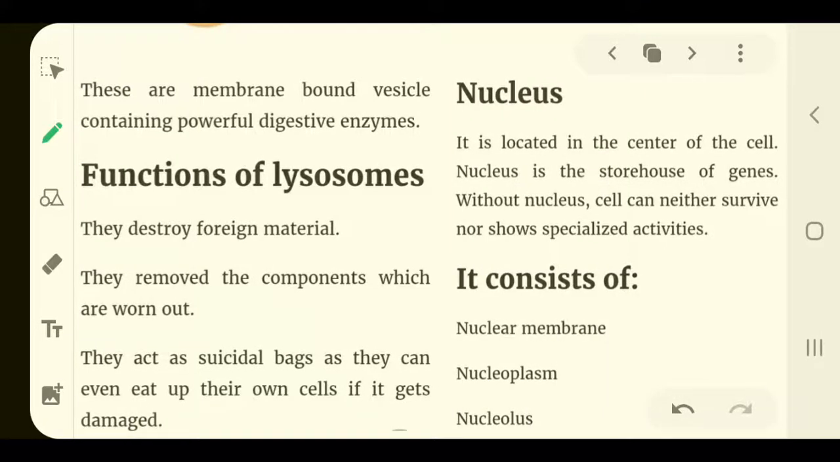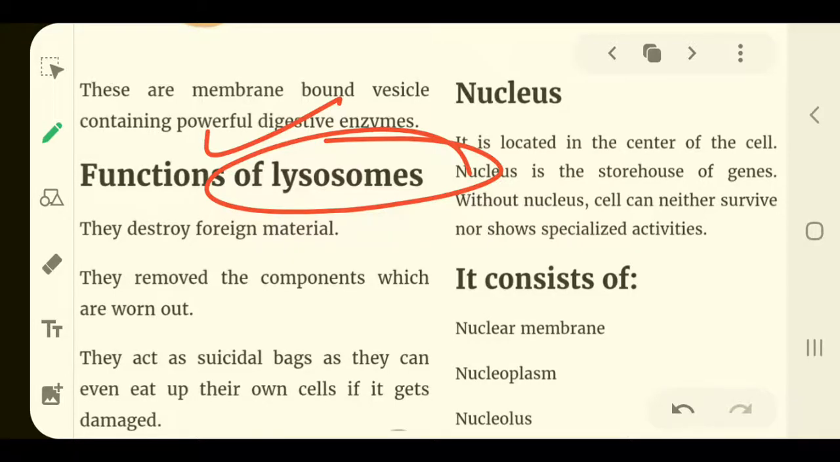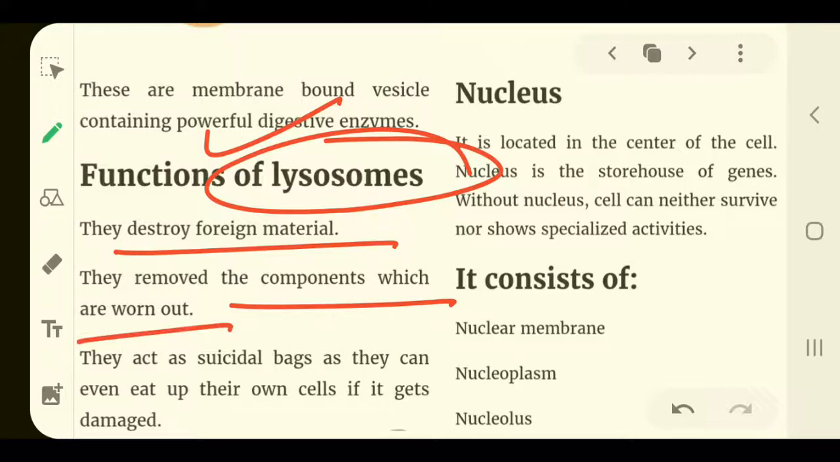Now comes the most important function of some of the membrane structures that you know. One name is called lysosomes. They contain digestive enzymes. So whatever food you consume has to be digested. Their main job, because they consist of digestive enzymes: first, they destroy foreign particles that enter the cell every day due to any of the reasons. So they protect us from those agents. Then they remove the components which are worn out, meaning the body or the cell won't need them. So lysosomes remove them.